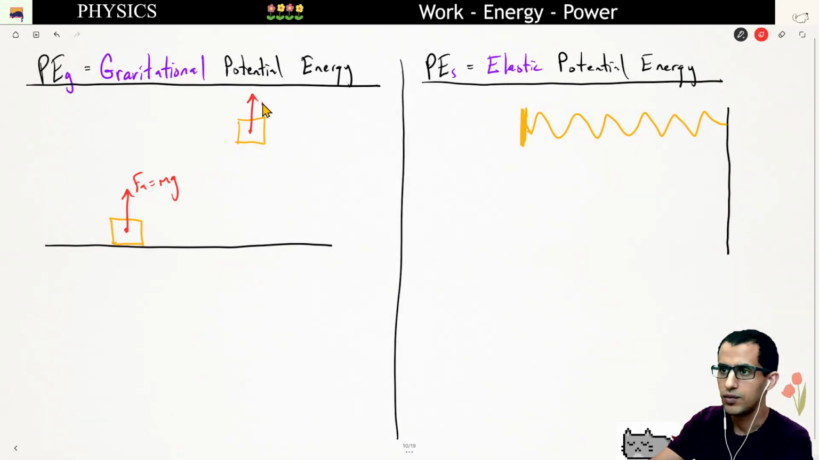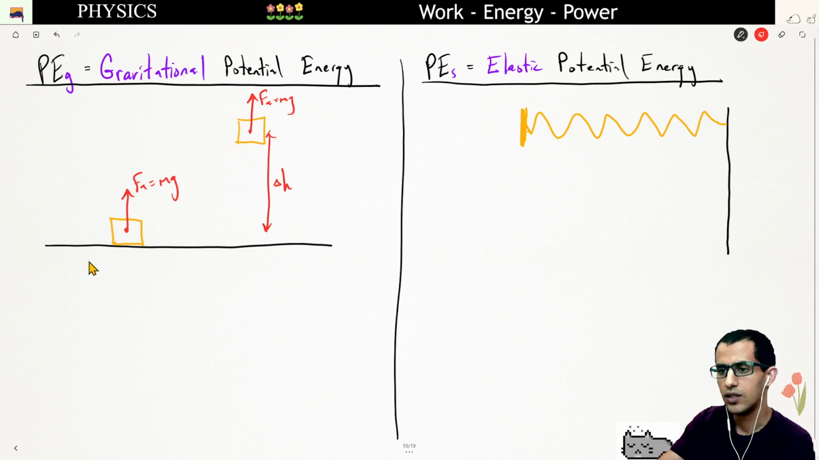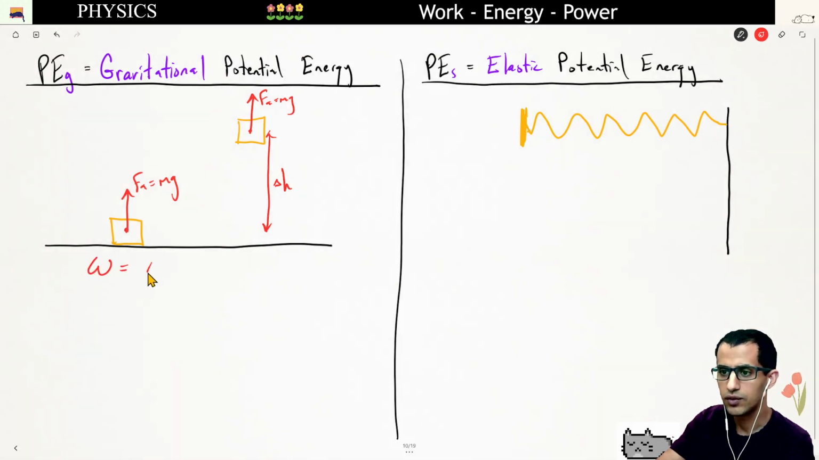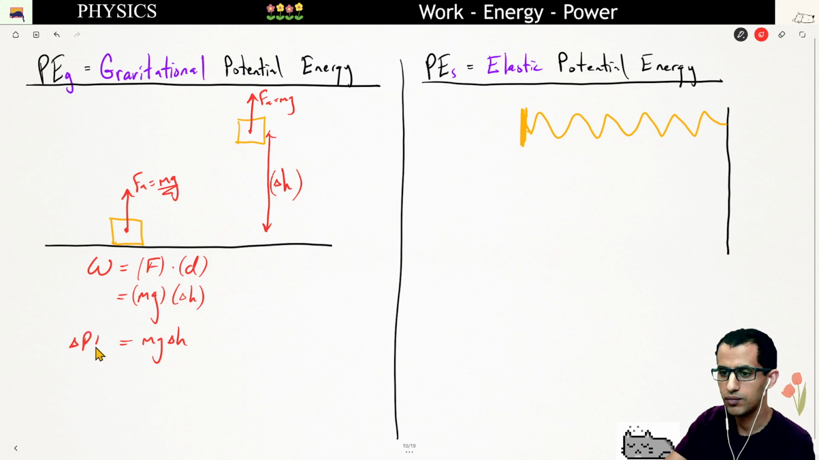and the force is still going to be m times g, and the displacement of this box is going to be the change in height. So the work done is going to be equal to the change in potential energy. The work done is equal to the force times displacement, so the work done is equal to m times g is the force, and the displacement we refer to as delta h. And so we get the equation mg delta h, and this is equal to the change in potential energy. So this is our equation for gravitational potential energy.